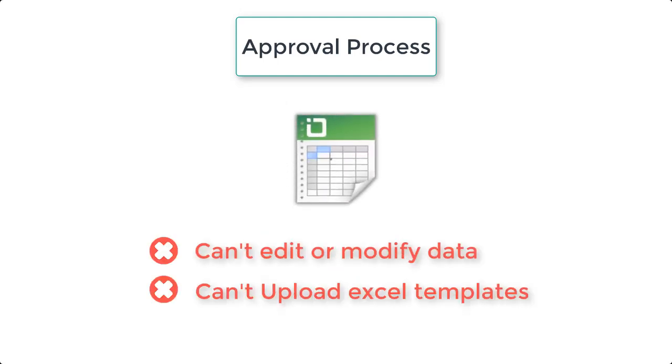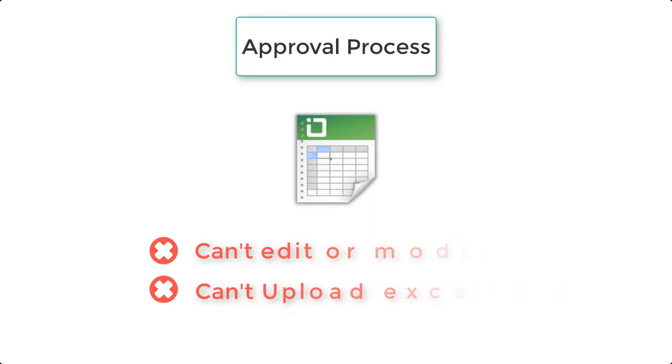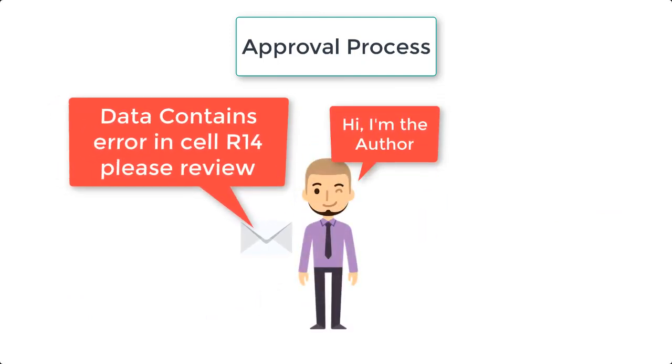This approval user can view the data entered, but he can't edit, modify, or even upload Excel files. If he suspects the data, or discovers wrong data entries, he can simply reject the data for this period, and notify the author about what he discovered.